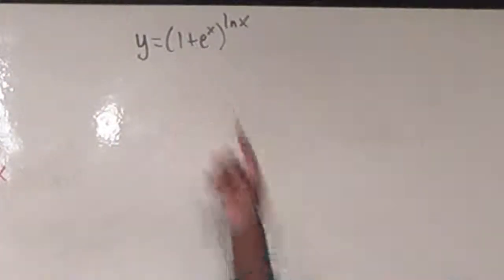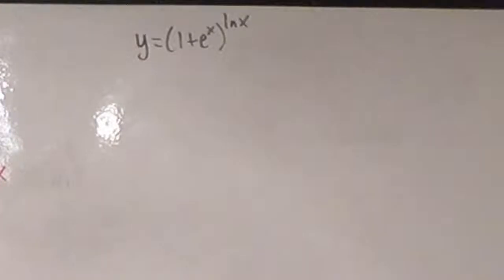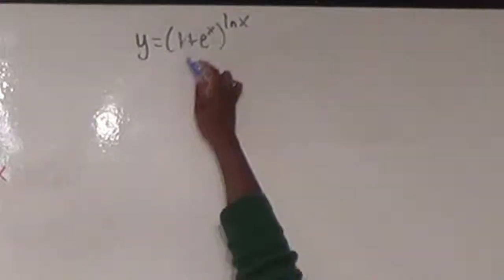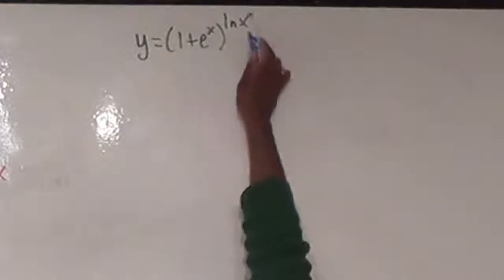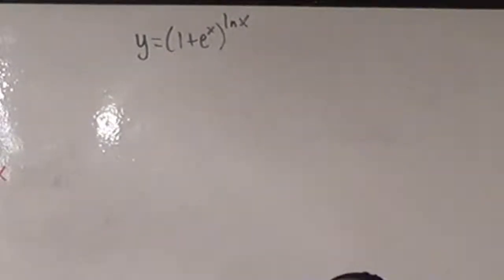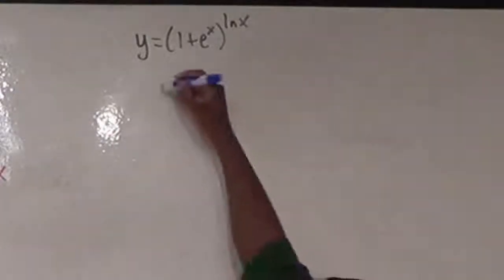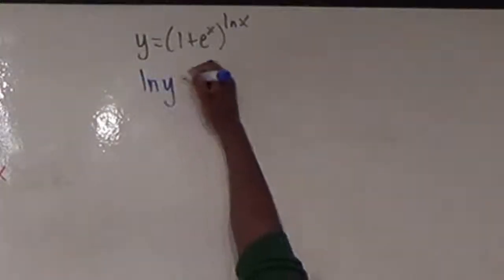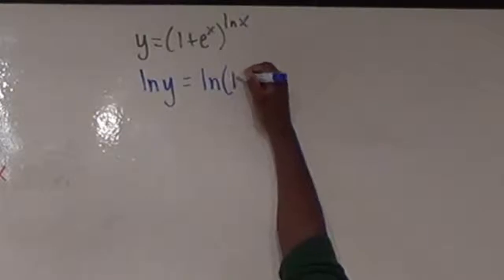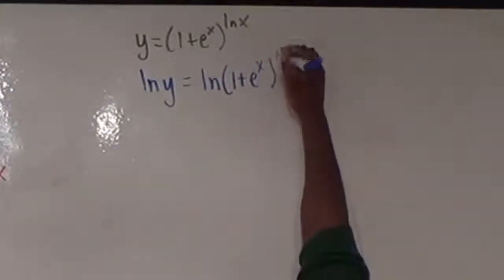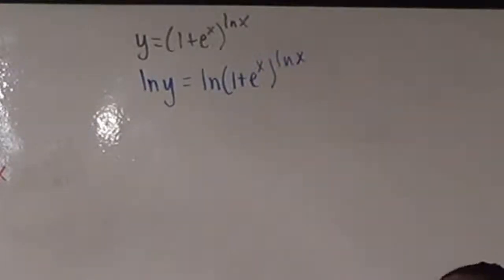Alright, let's look at one last example. Let's look at y equaling 1 plus e to the x to the natural log of x. Now again, in this case, the thing to notice is I have an x in the base and also an x in the exponent. So this is that second type of equation again. So using our logarithms, we can rewrite this so that we can get that x out of the exponent.